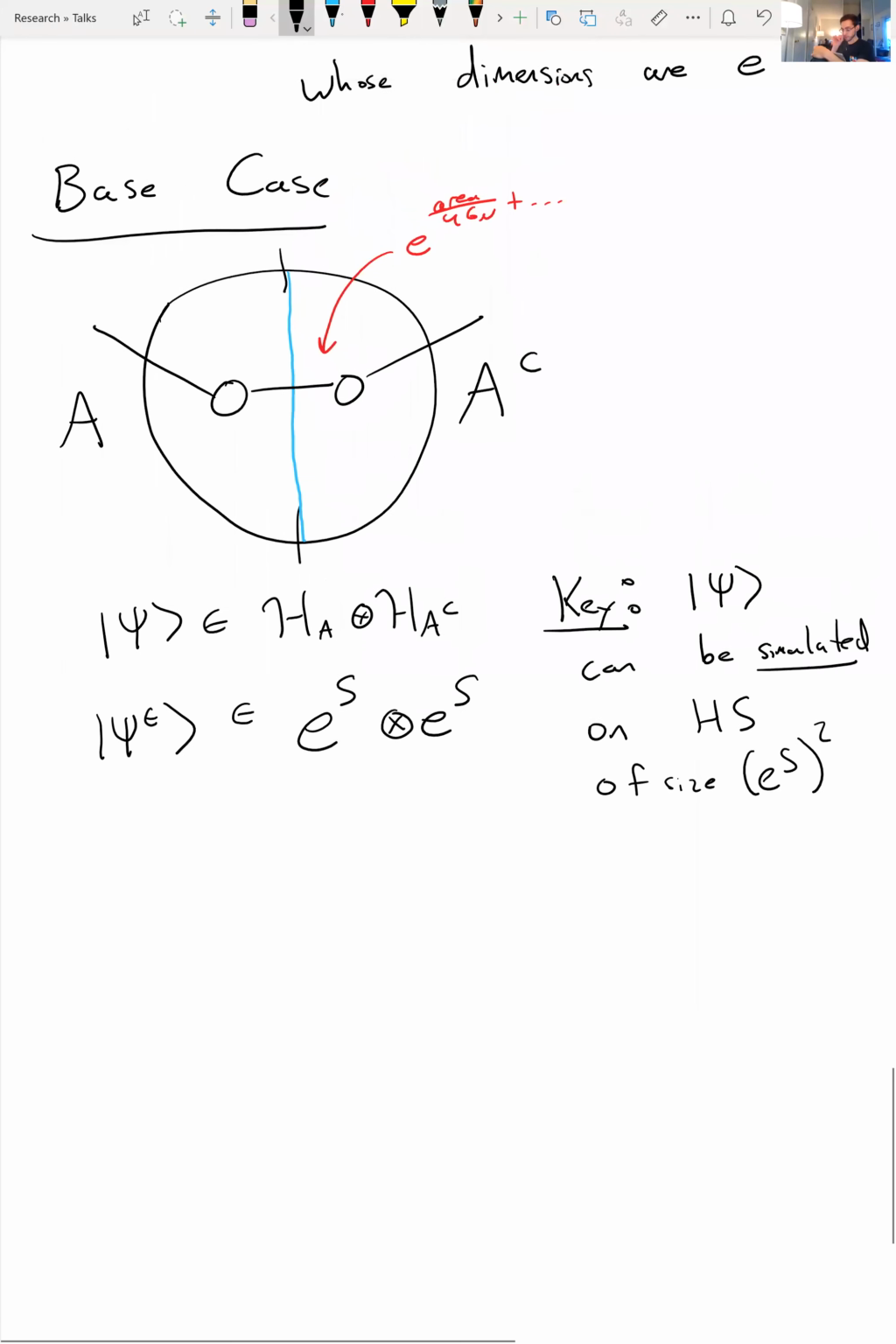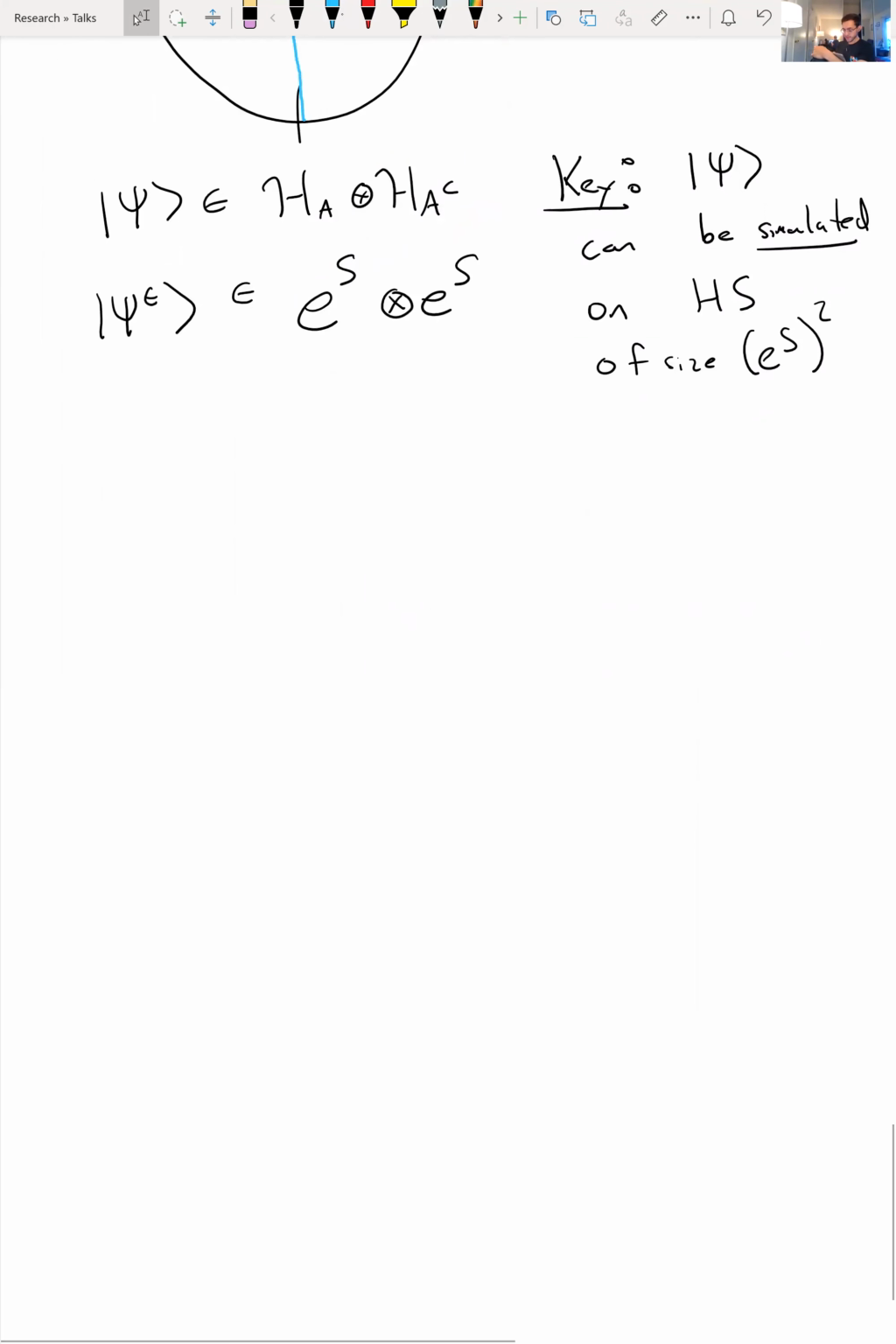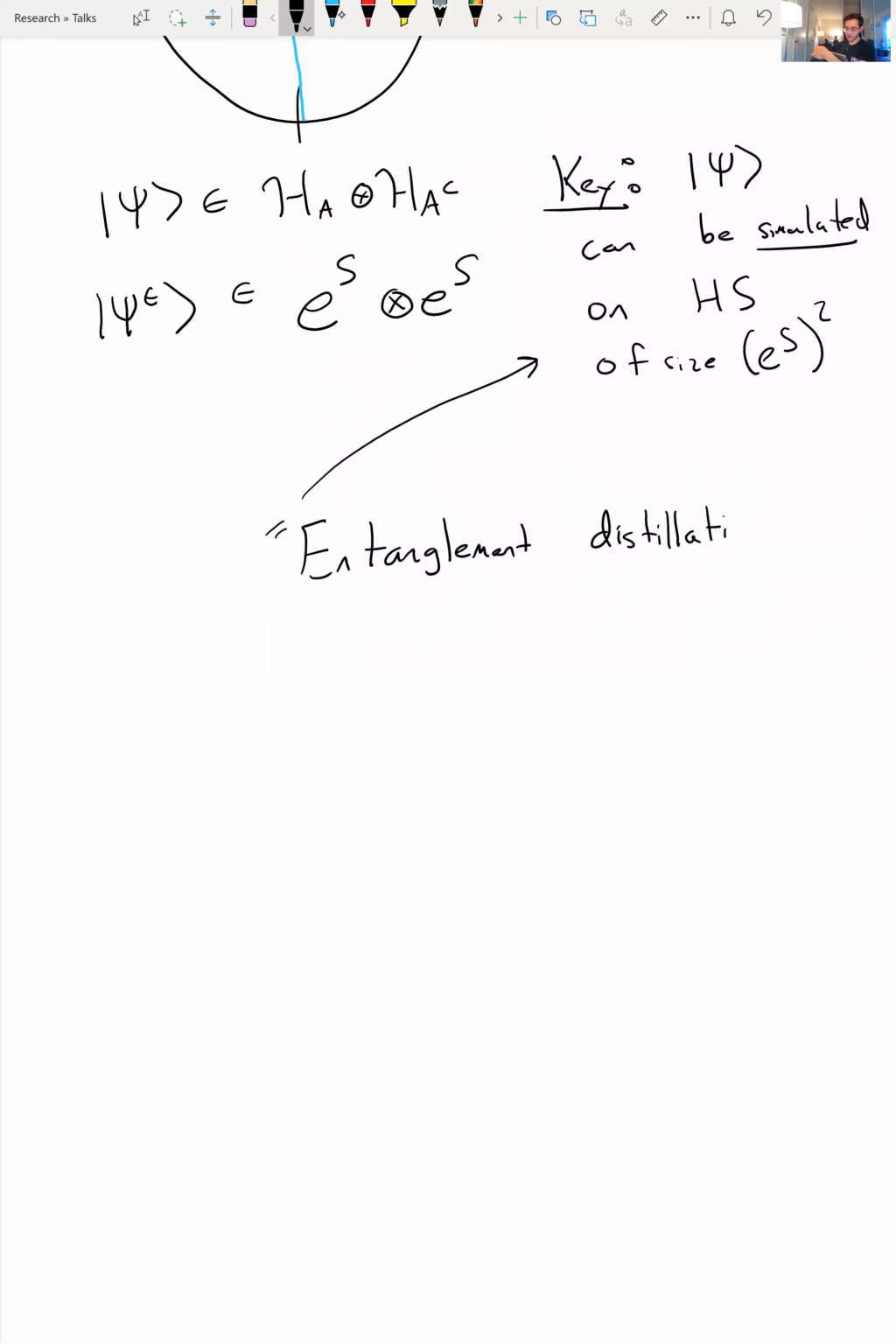This is what tensor networks really tell us about quantum gravity, is that we don't need the full Hilbert space. We only need a Hilbert space corresponding to the entropy. This process of simulating a state on a Hilbert space whose size is controlled by the entropy often goes by the name of entanglement distillation. Now, if you look up the literature on entanglement distillation, you're not going to see it framed in this context. But it really is the same idea. This is fundamentally what people mean by entanglement distillation. There's more nuance to entanglement distillation, but this is what lies at the core of it.